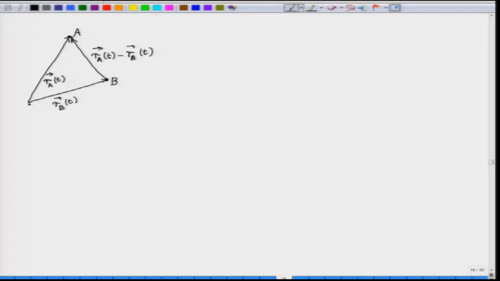Then this vector, which we call RAB, the relative position of A with respect to B, is given by the vector RA(t) minus RB(t). So, this is the relative position of A with respect to B.